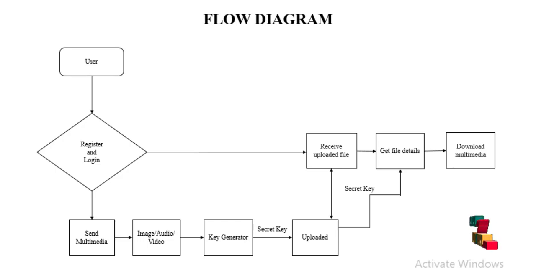This is the flow of our project. First, the user has the basic validations like registration and login. After that, the user has two options: send multimedia and receive multimedia. If the user goes to send multimedia, they have options like image, audio and video. In this, they have to choose the type of multimedia.